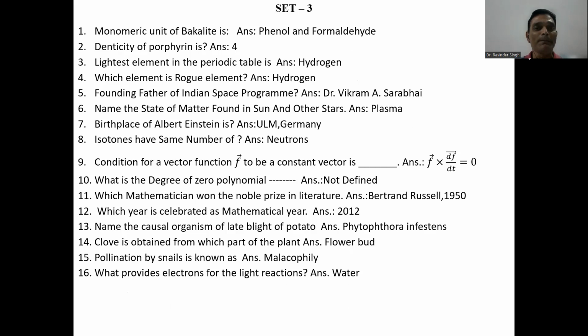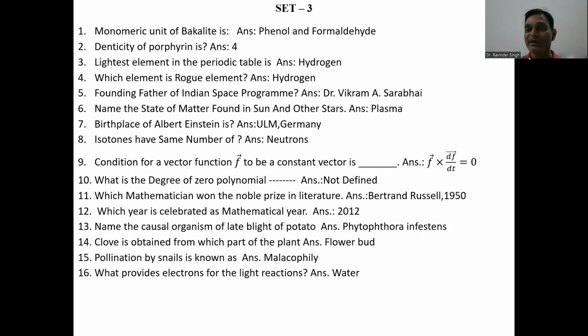Next question, name the state of matter found in the sun and the other stars, answer is plasma. Birthplace of Albert Einstein is, answer is Ulm, Germany. Isotones have same number of, answer is neutron. Condition for the vector function f to be constant vector is, answer is f multiplied by df by dt is equal to 0. What is the degree of 0 polynomial? Answer is not defined.